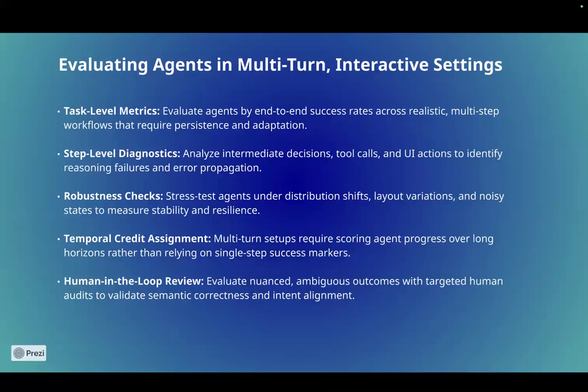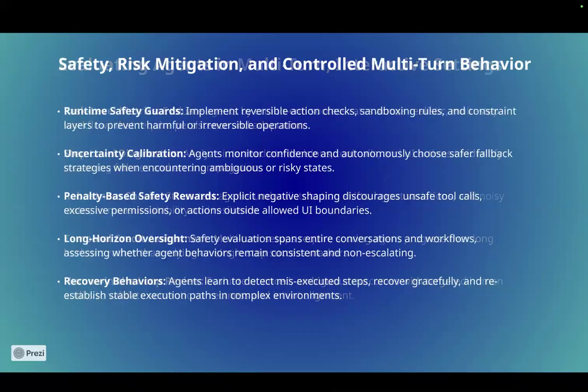And obviously human in the loop, right? For a task, for an agent, how do you make sure there's a human in that pipeline where they're looking into these intermediate steps as well as the final step in various different scenarios across various different inputs, and making sure that there's correctness and intent alignment. So that's key. Safety, risk mitigation, and multi-turn behavior, those are key areas that we typically evaluate agents with.